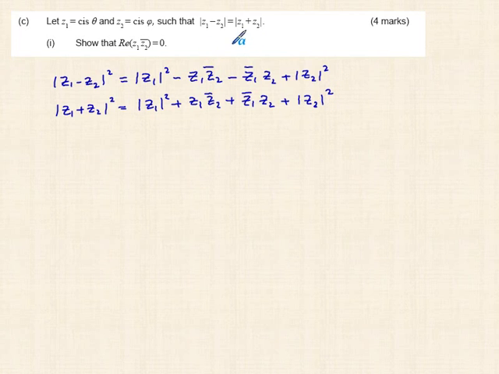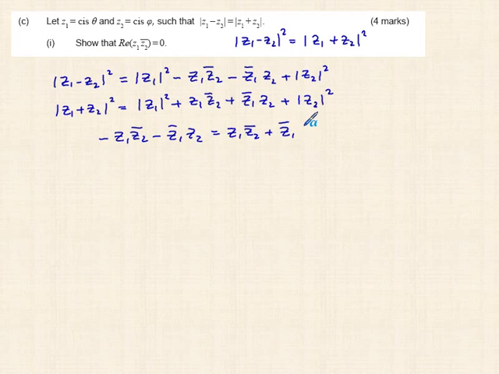So if we put these expressions equal to each other, then we can say that mod z1 minus z2 squared is the same as mod z1 plus z2 squared. So that's putting these equal, and then we can see that these would cancel. So what we have is negative z1 z2 bar, take away z1 bar z2 would be equal to z1 z2 bar plus z1 bar z2, and bringing everything to one side, that gives us twice z1 z2 bar plus z1 bar z2 is equal to 0.